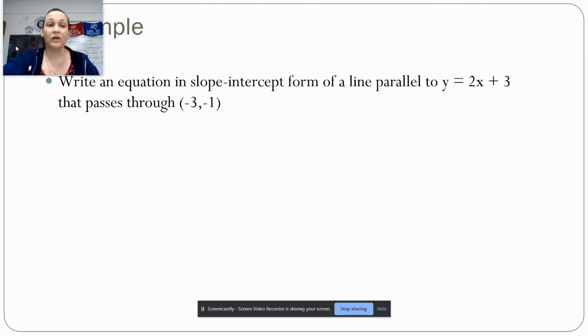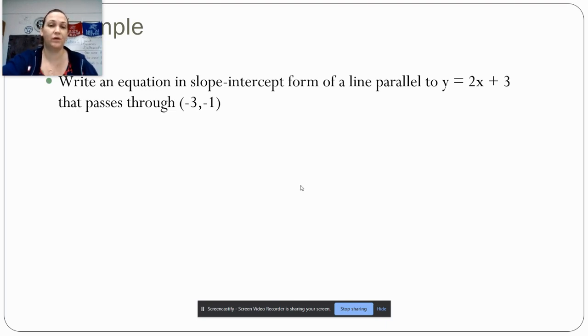Okay, so here's our first example. And this is like the directions that the book is going to have, but I'm going to alter the directions for you. So please use my directions and not the book's directions. So the book's directions say write an equation in slope-intercept form of a line parallel to y equals 2x plus 3, and that passes through -3 comma -1. So now I don't want you to do that.